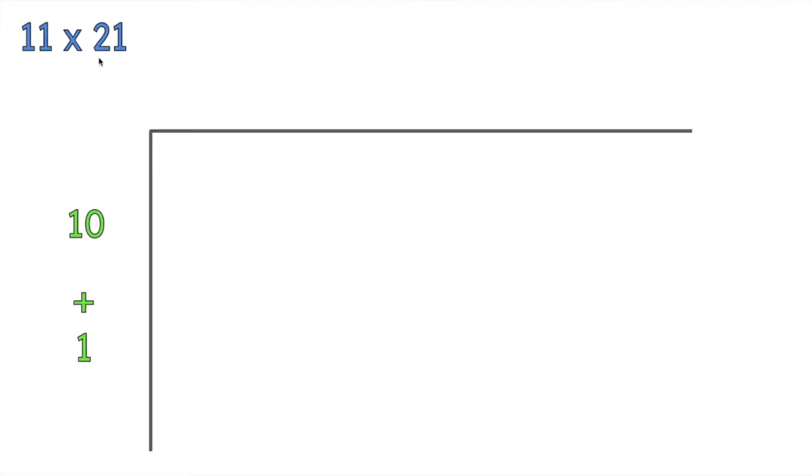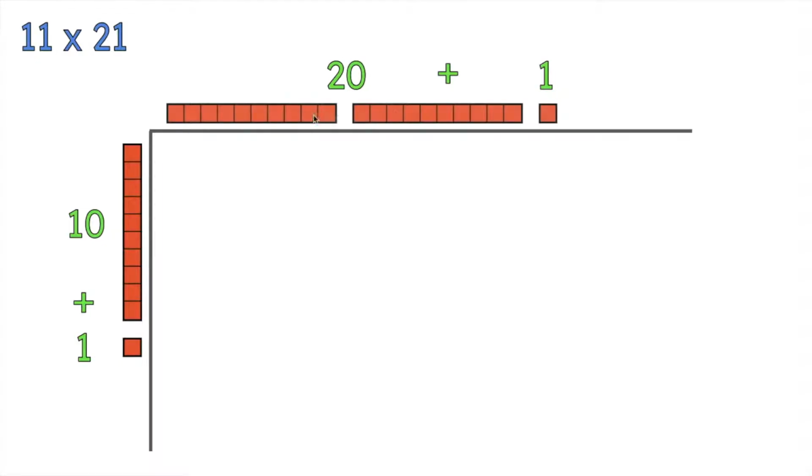So that's going to be 20 plus 1. Oh, sorry, I forgot to put that there. All right, 20 plus 1. And so I'm going to have two rods and a unit. So let's get started. Now we're going to do this section 10 times this section 20.